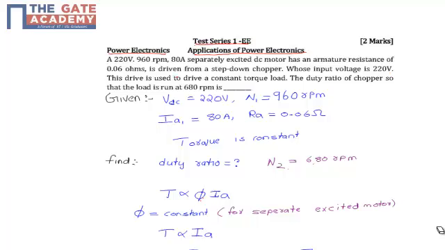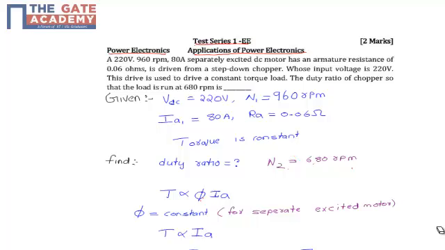This drive is used to drive a constant load torque, which is nothing but the step down chopper input voltage and the separately excited DC motor input voltage is 220 volts, so that it produces the constant torque load. We have to find the duty ratio of the chopper so that the load is running at 680 rpm.